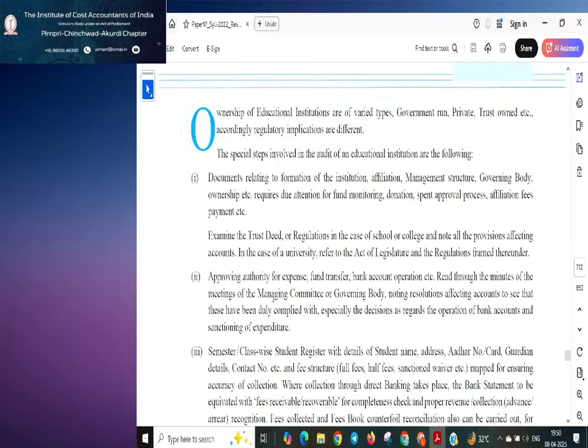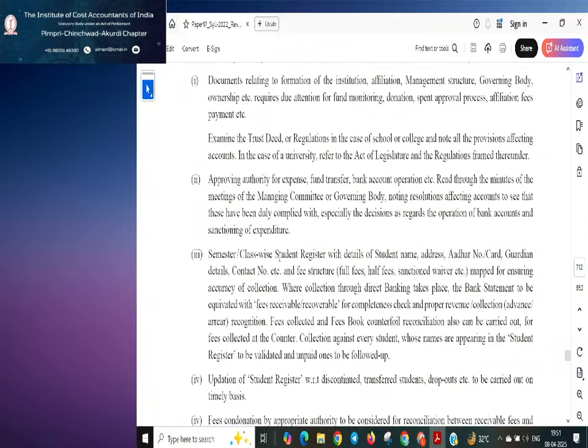Then coming to approving authority for expense, fund transfer, bank account operations. Usually this is the finance team of the organization. Read through the minutes of the meetings of the management committee or governing body, noting resolutions affecting. So whatever resolutions have been taken place. Like for example, if there is revision of fees, like in schools once in 2 years they do it, right? So they have parents teachers associations even. So those minutes of meetings can be taken into consideration. Whatever has happened within the directors or whoever is the chairman heading the organization, so everything should be kept note of, should be properly filed. Properly filed, properly maintained.